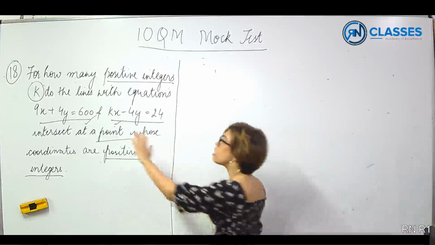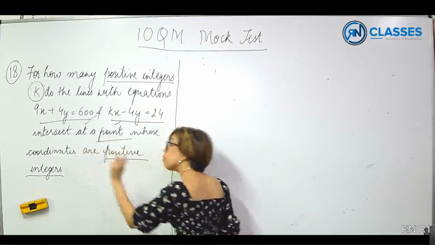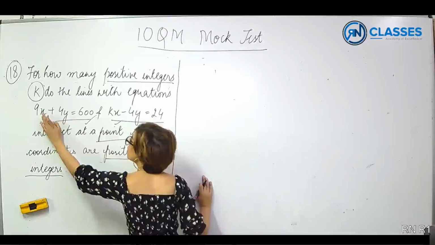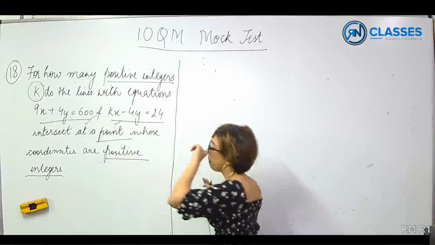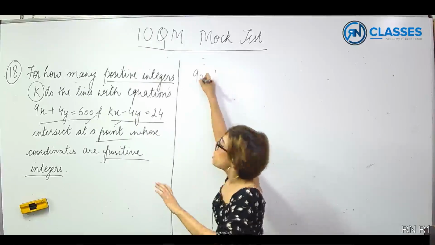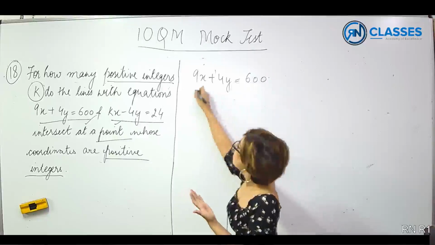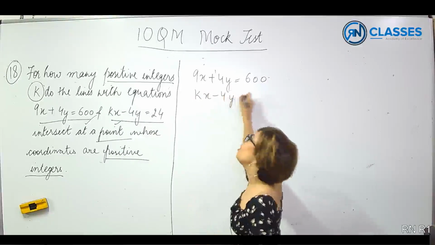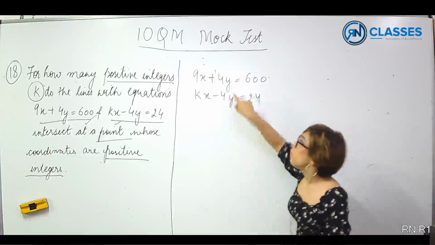Now mind it, k has to be an integer. Also the solutions have to be integers. In fact, they have to be positive integers. All of these are positive integers. Now my equation is 9x + 4y = 600, and the other one is kx - 4y = 20. Now what is that one very tempting thing to do over here?